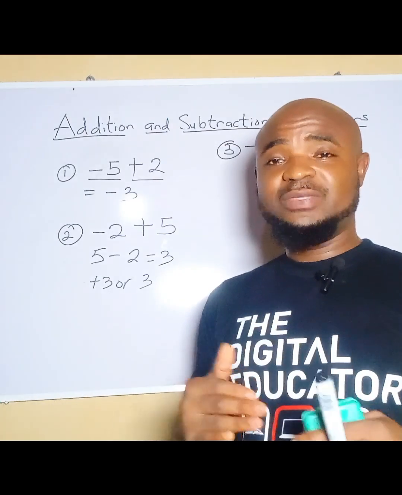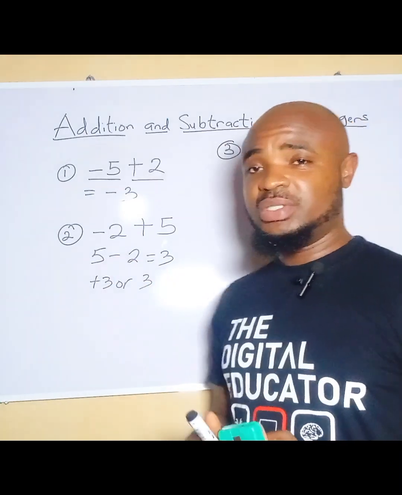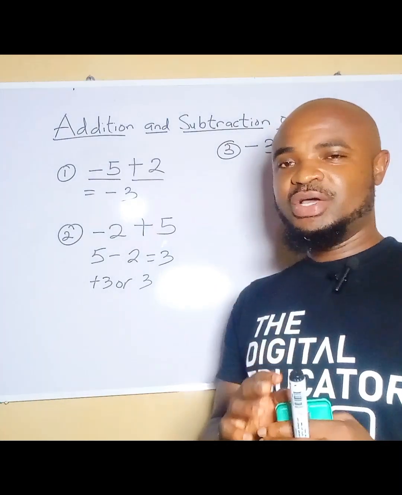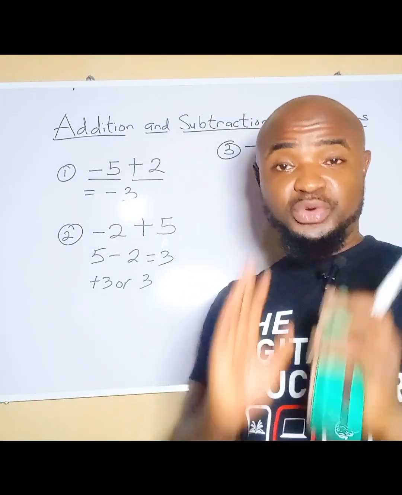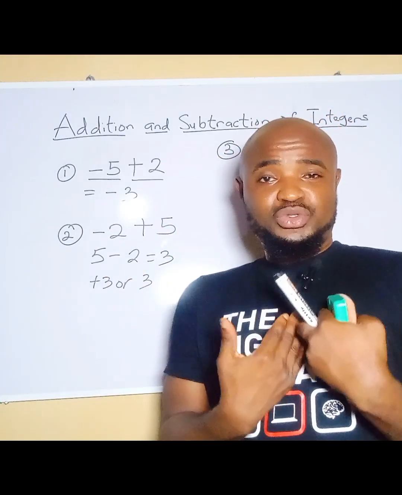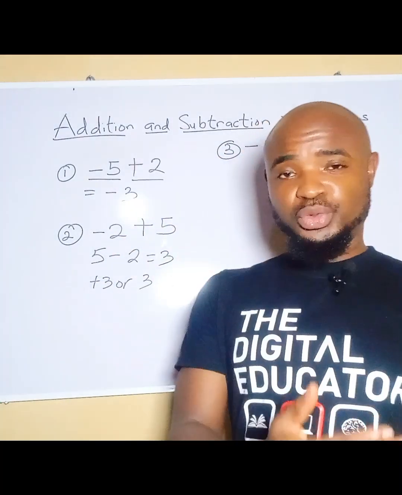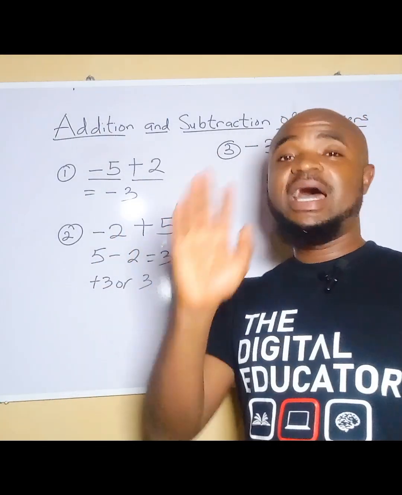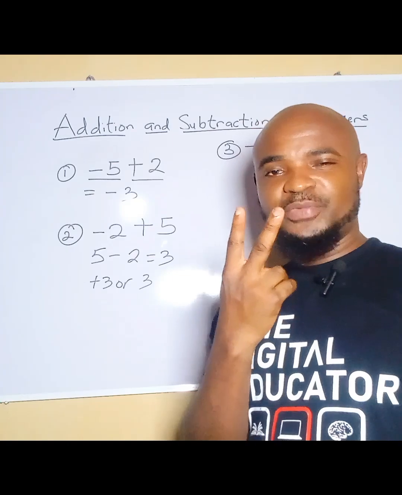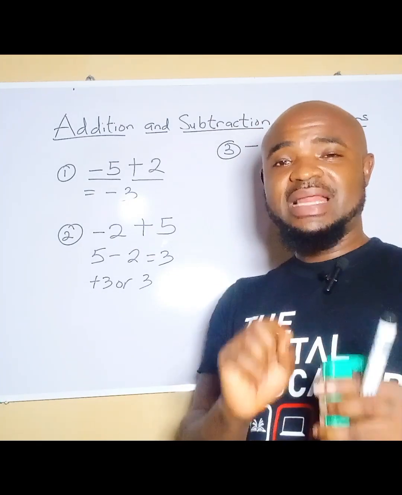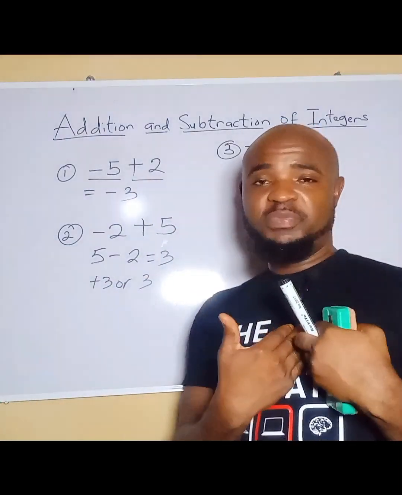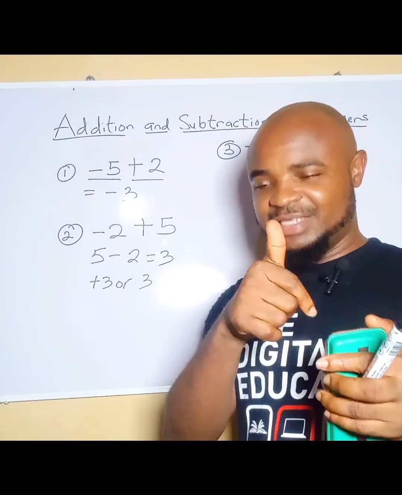But the case is different when it comes to what? Number 2 question. In number 2 question, I have a bigger amount of money and I'm owing just 2 naira. Anytime the amount of money borrowed is less than what you have, that is, if what you have with you is bigger than what you borrow, just like number 2 question, I have 5 naira and I borrow just 2 naira, what will my answer be like? Positive, because I'm going to be having back some money with me. Did you get that? Yes, well done.